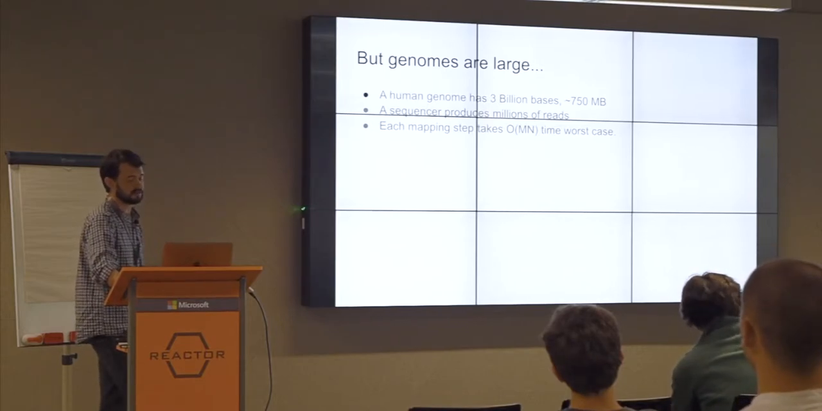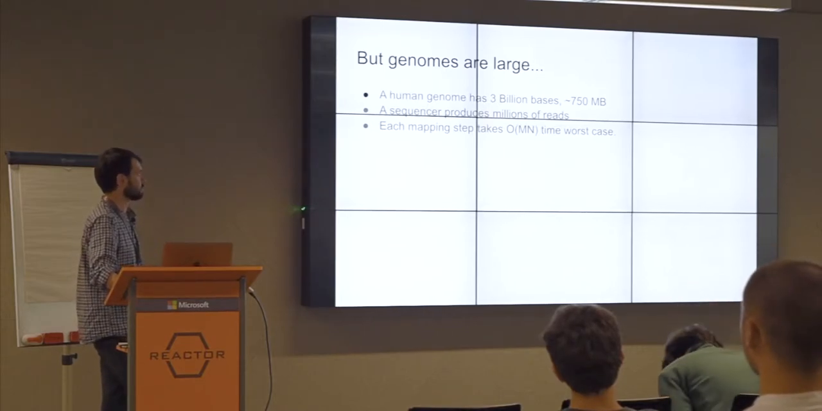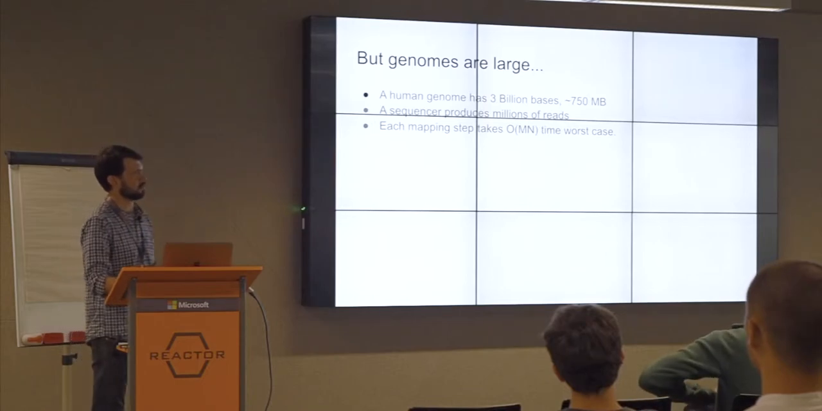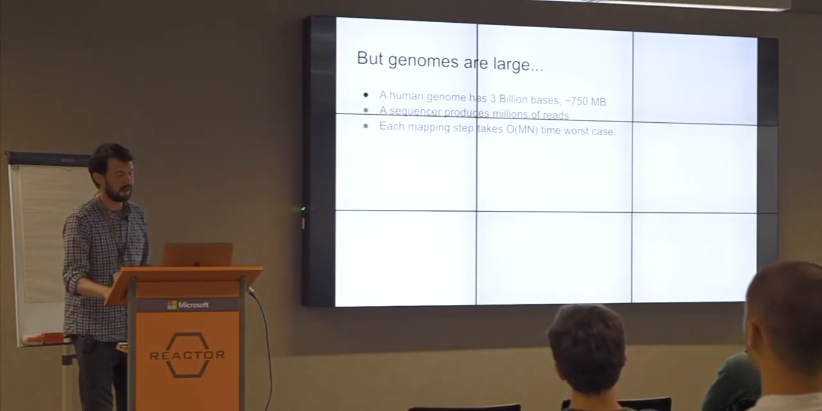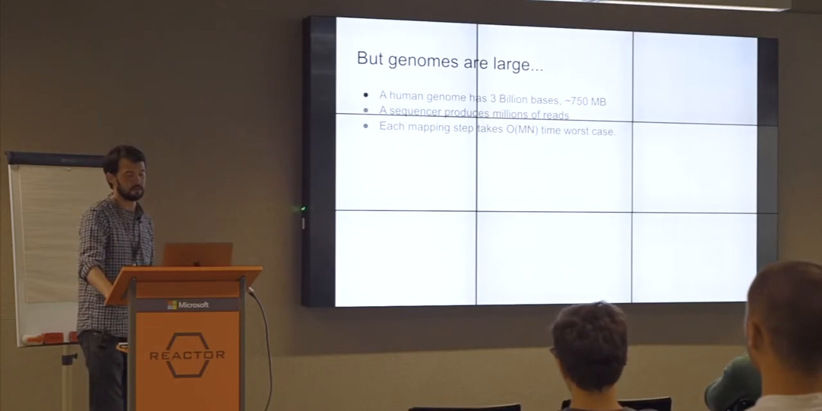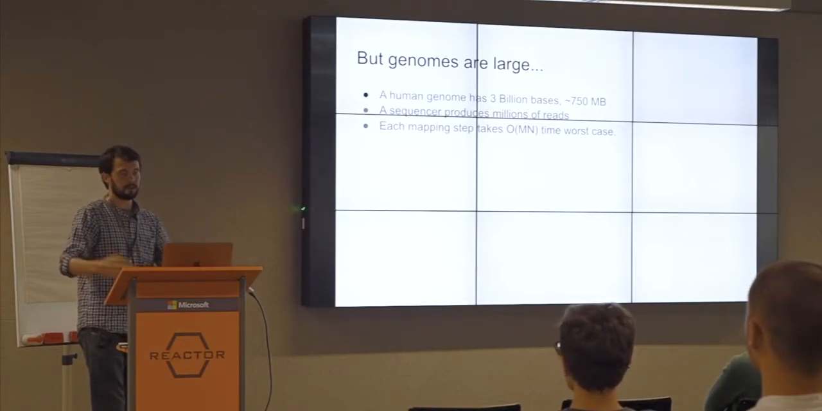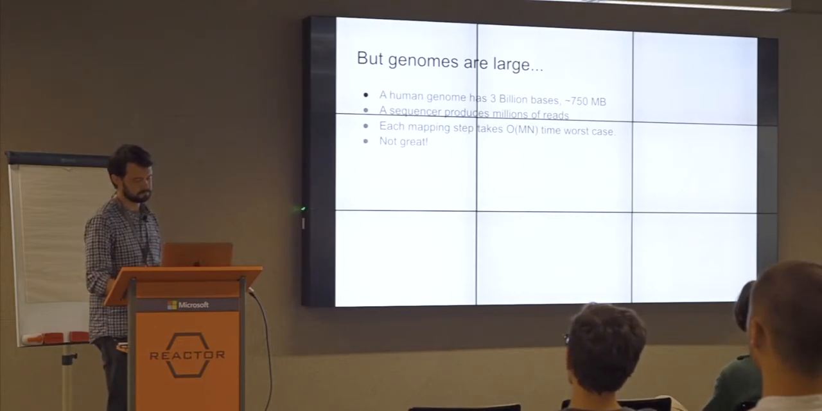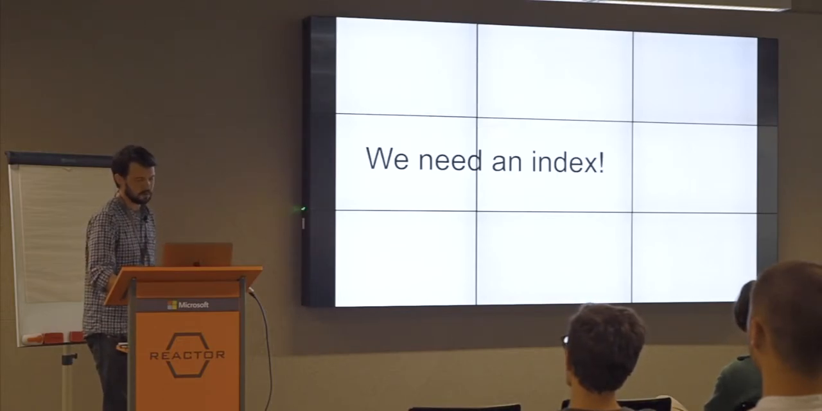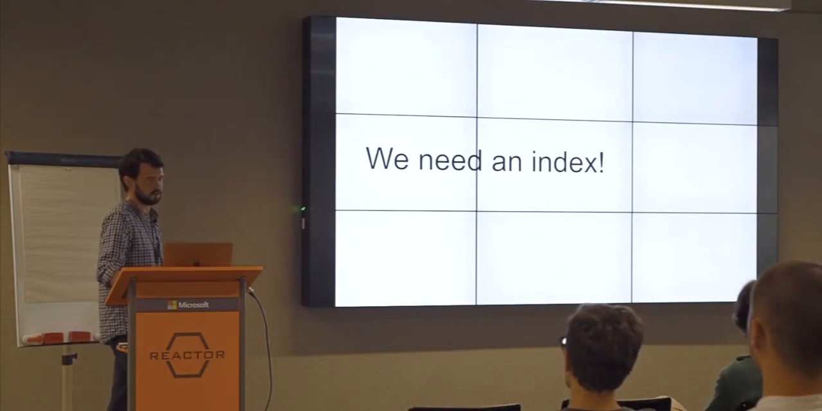So each mapping step in this example takes n time, where n is the length of your read and n is the length of your entire genome. And as you can imagine, this gets even worse if, say, you've got, I don't know, 1,000 humans in the database. It's not great. So one solution might be to use an index.